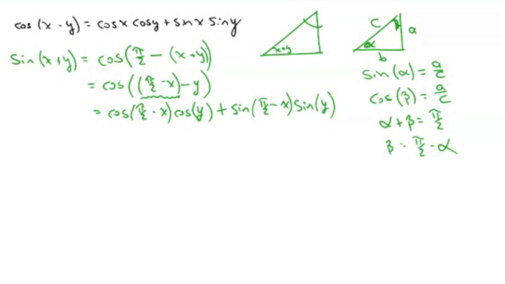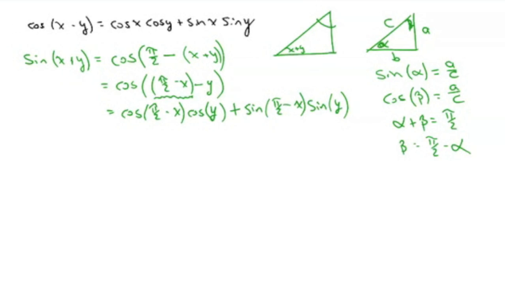What is cosine of pi over 2 minus alpha? It's the sine of x. So this becomes sine of x, cosine of y, plus what's the sine of pi over 2 minus x? Cosine of x. Cosine of x, sine of y.